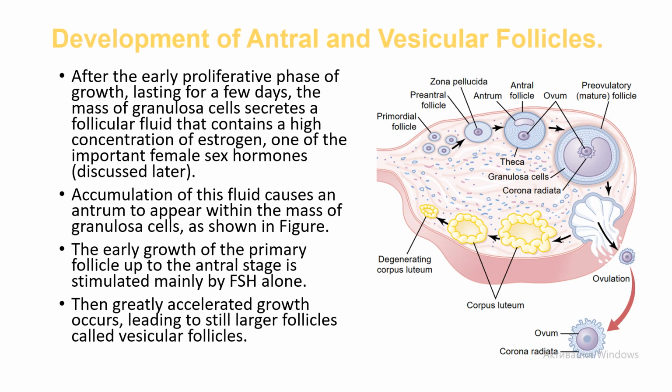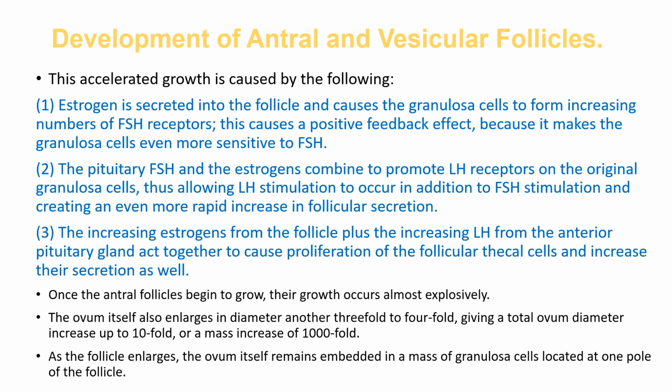After the early proliferative phase of growth, lasting for a few days, the mass of granulosa cells secretes a follicular fluid that contains a high concentration of estrogen, one of the important female sex hormones, discussed later. Accumulation of this fluid causes an antrum to appear within the mass of granulosa cells, as shown in the figure. The early growth of the primary follicle up to the antral stage is stimulated mainly by FSH alone. Then greatly accelerated growth occurs, leading to still larger follicles called vesicular follicles.